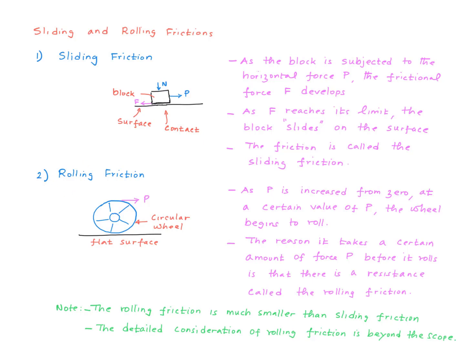Now let's talk about rolling friction. Supposing, say, we have a circular wheel placed on a flat surface like this. Supposing, say, you hold it at the top of the wheel, pull it sideways with the force P, and try to roll the wheel. If we increase the force P gradually, we're going to find that it's going to take a certain amount of force before the wheel starts to roll. The resisting force here is what is called the rolling friction.